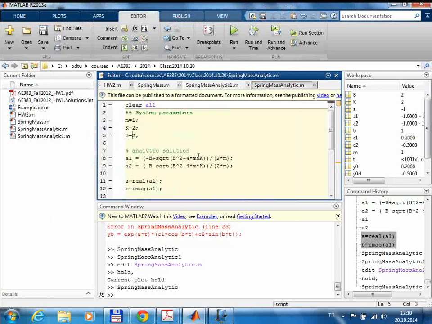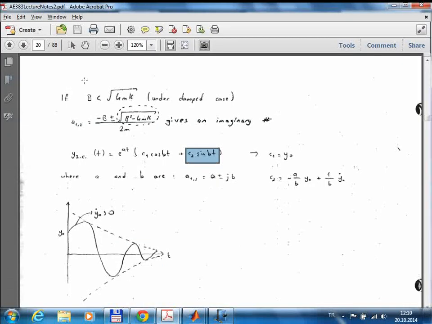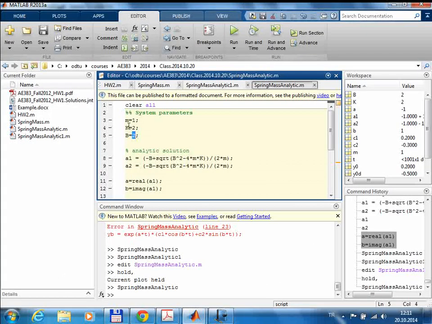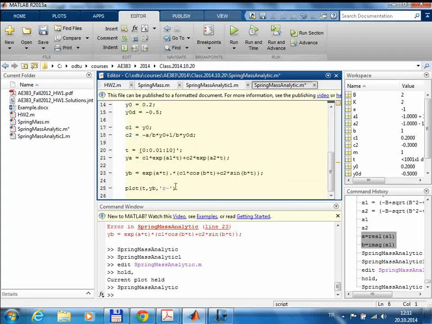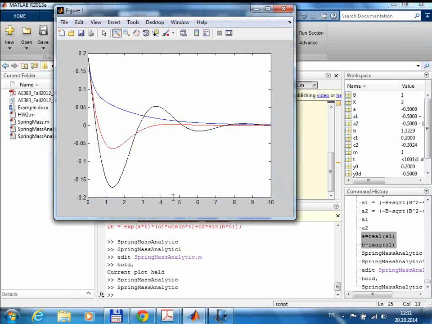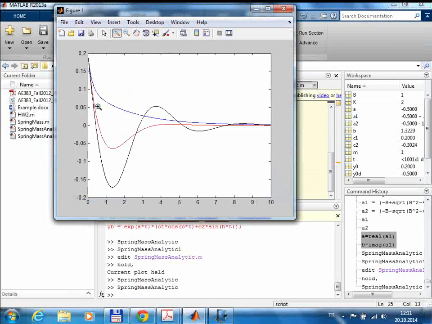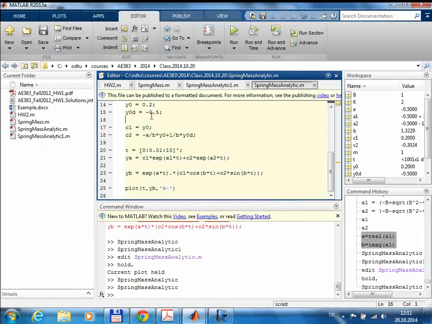Okay? So if you want to see the response for a different value of B, let me make B even smaller, but it should still satisfy this second condition. So I shouldn't make B large, but I can make it smaller. So let me make it 1, and let me make the plot with black. Again, it starts from the same point with the same initial speed, but this time the response oscillates even more, as you see here.